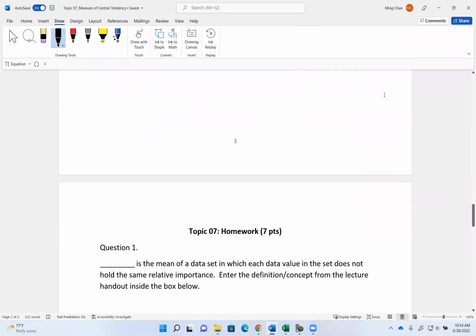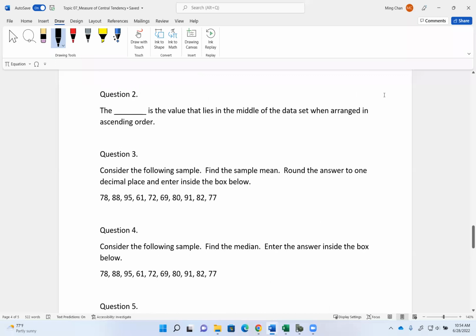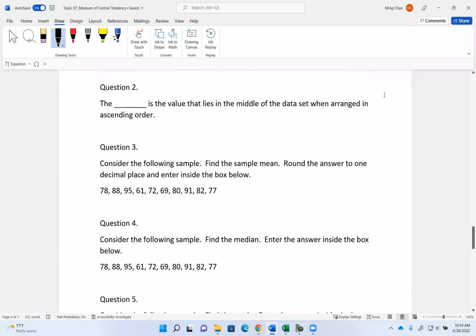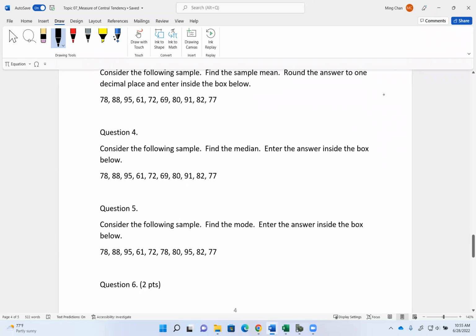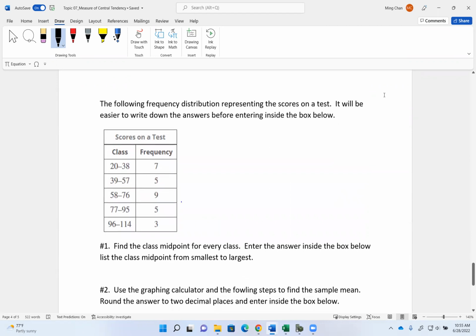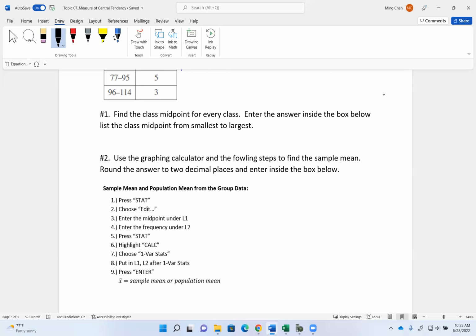All right, let's go over the homework real quick. Numbers 1 and 2 are from definitions. Question number 3, consider the following symbol, find the simple mean. So find the X bar for me. Find the median. Number 5, given data, find the mode. Question number 6, part 1, I want you to find the class midpoint for every class. Just enter all the class midpoints for the 5 classes. Part 2, use a graphing calculator. Here are the steps to find the simple mean for me. You should see the steps on the homework.